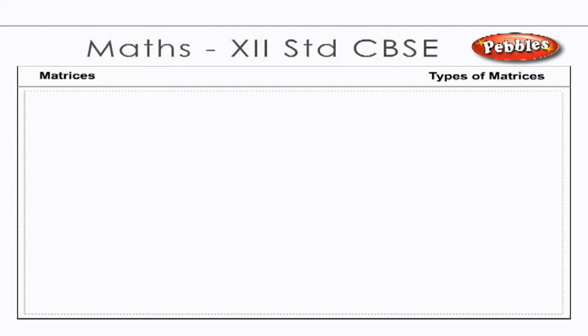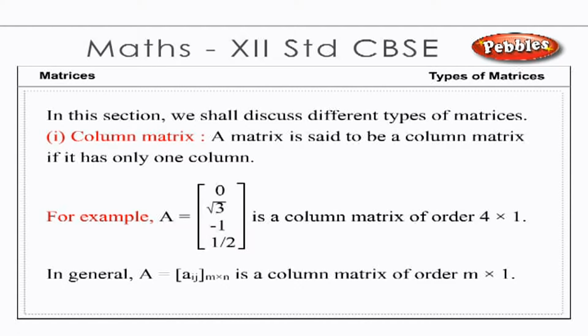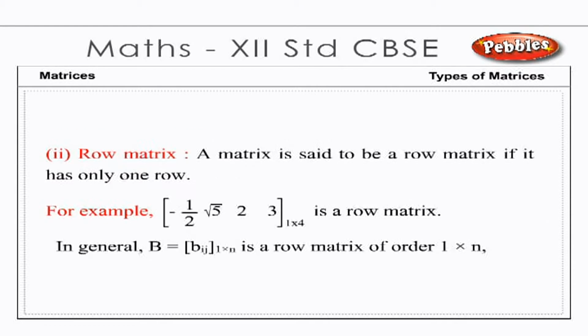Types of matrices. In this section, we shall discuss different types of matrices. 1. Column matrix. A matrix is said to be a column matrix if it has only one column. In general, A is a column matrix of order m × 1. Row matrix. A matrix is said to be a row matrix if it has only one row. In general, B is a row matrix of order 1 × n.